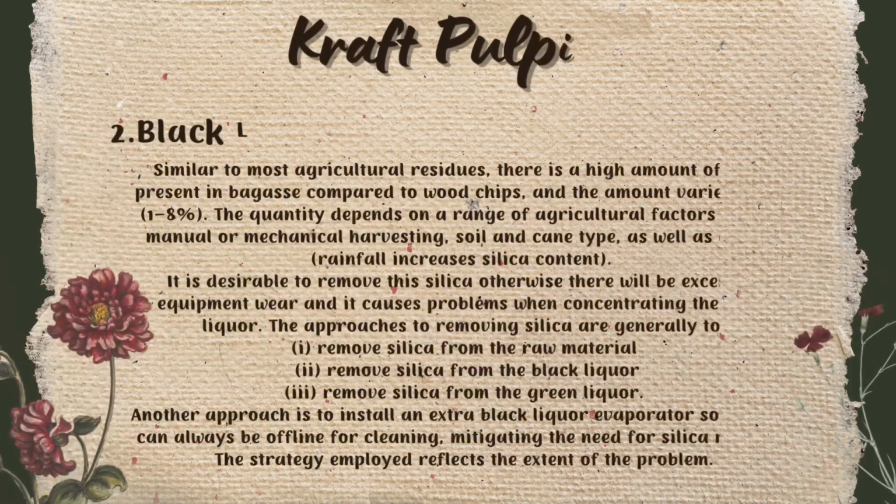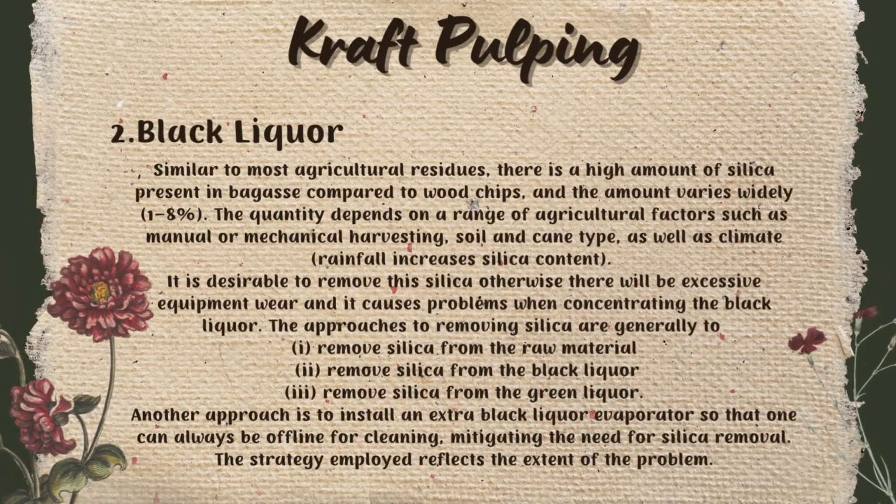The second process is production of black liquor. Similar to most agricultural residues, there is a high amount of silica present in bagasse compared to wood chips, and the amount varies widely. The quantity depends on a range of agricultural factors such as manual or mechanical harvesting, soil and cane type, as well as climate.